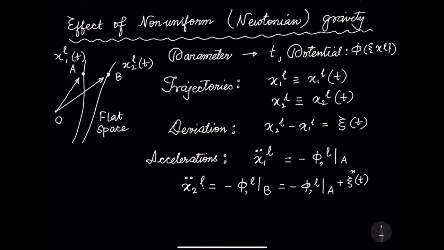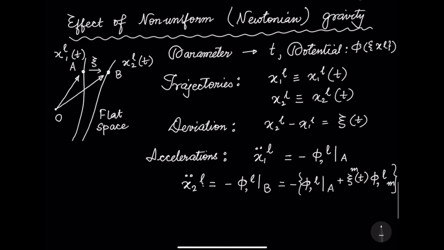So if I call this m, this becomes a second derivative of phi. So this is nothing but Taylor expansion. If you think about it a little bit, it is easy to understand. This separation is xi. So along the xi, we have taken the Taylor expansion. The potential at A plus the little change in the first order to go to B.